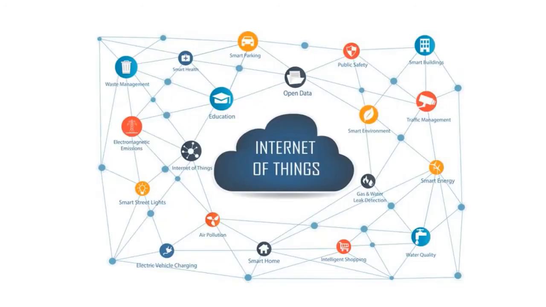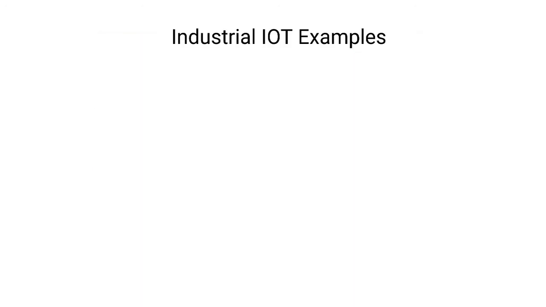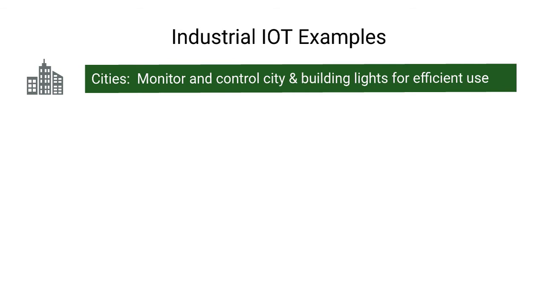Beyond these consumer home examples, there is even far more reaching impact of IoT. Industry and government applications for IoT can be found in everything from farming, water quality, traffic management, and much more. Here are just a few examples. There is a notion of smart cities where data from public utilities and infrastructure can be monitored, and things like city lights and building lights can be controlled for efficient use.